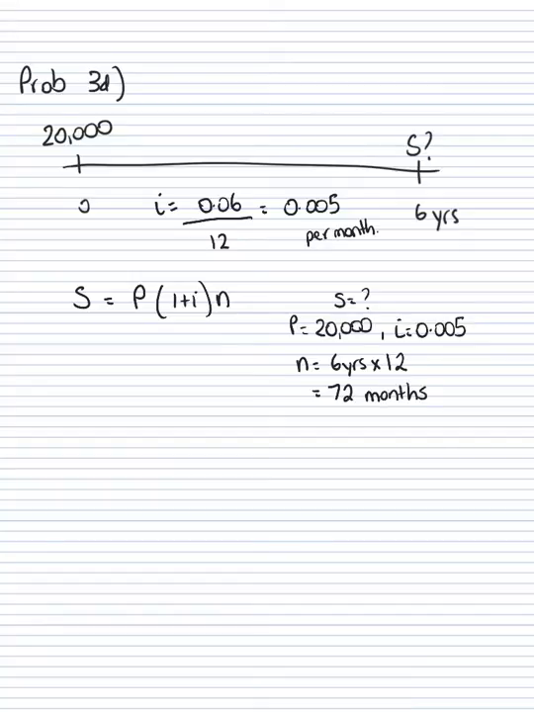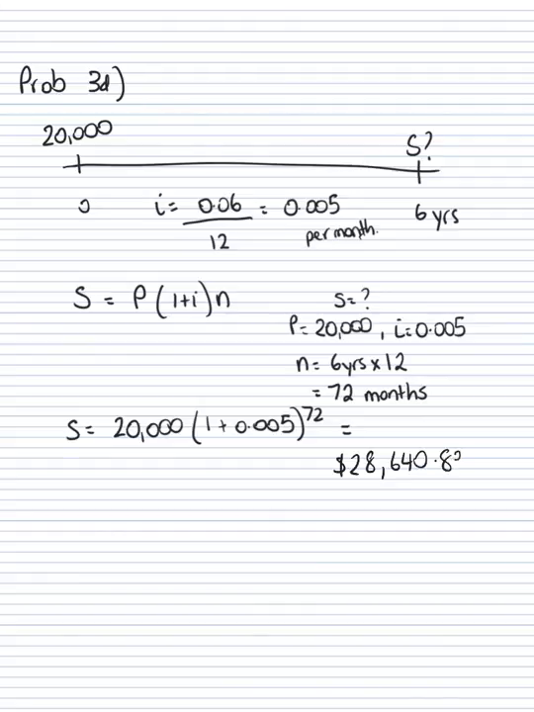So I'll say that again. If i is monthly, then n needs to also be monthly as well. So S equals 20,000 times (1 plus 0.005) to the 72, and that equals 28,640.89.